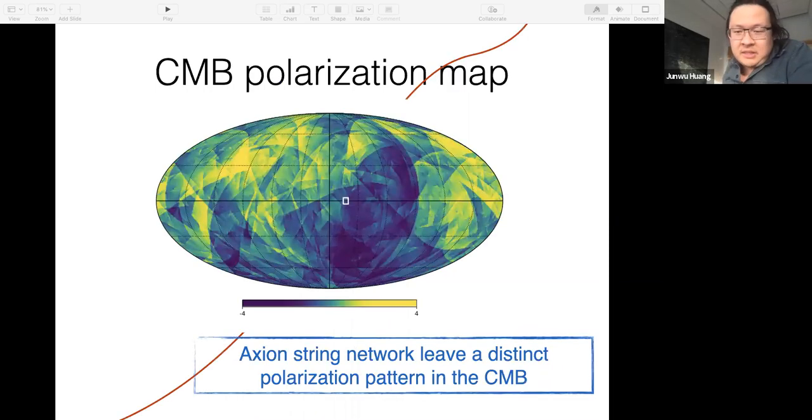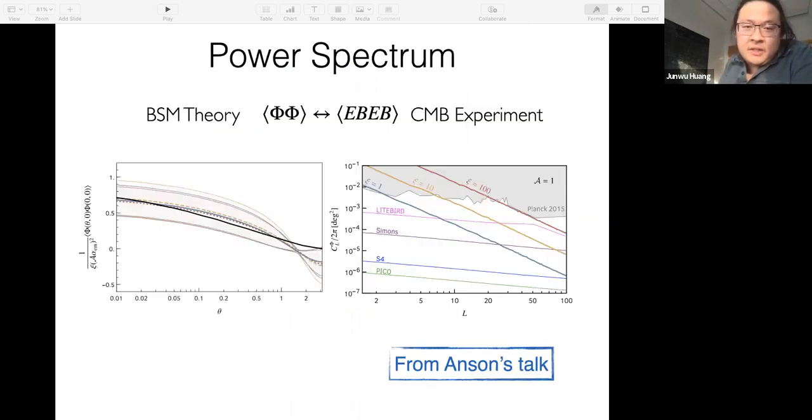So these axion strings leave a distinct polarization pattern in the CMB, which we can search for through the 2-point correlation functions of this polarization rotation field phi, which experimentally means there is an EB-EB correlation we can look for in the CMB pattern. We can compute these 2-point functions both from analytical computation and numerical simulation, which agree very well with one another, and we can search for them with Planck and also future detectors.